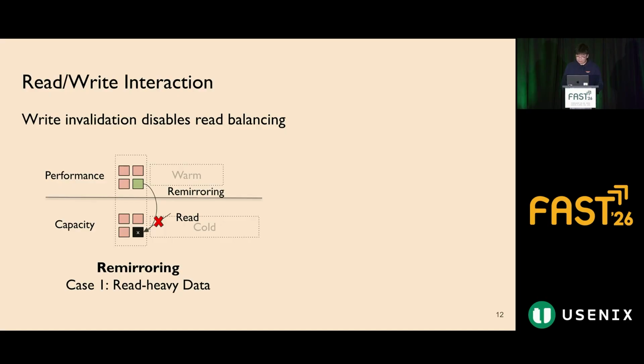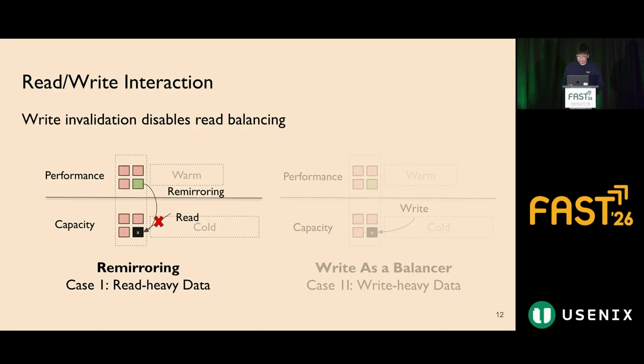First, the data is read heavy, where writes happen rarely, and therefore MOST will remirror this data in the background at a reasonable cost in order to restore the read balancing ability in the long term. And second, the data is write heavy, which means that the data will be updated frequently. In this scenario, we don't need to remirror data because the write itself acts as a load balancer. For example, if we look at the write diagram, if the performance tier gets saturated and we want to offload traffic to the capacity tier, we can just route the next write to the capacity tier, and therefore the subsequent reads can be served from there.